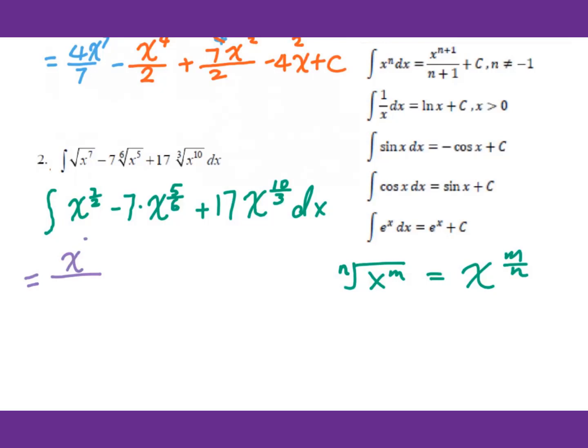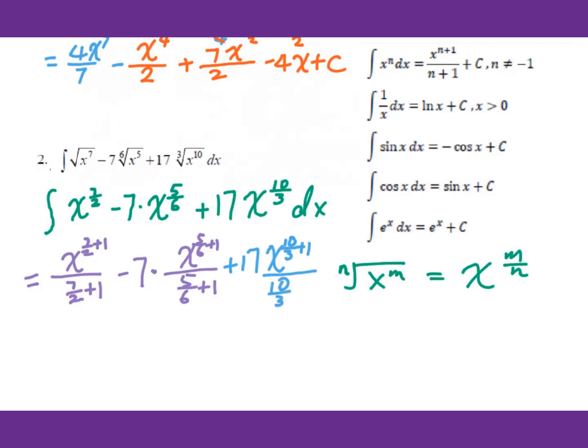Remember, you add 1 to the exponents, then x to the 7 over 2 plus 1 over 7 over 2 plus 1, minus 7 times x to the 5 over 6 plus 1 over 5 over 6 plus 1, then plus 17 times x to the 10 over 3 plus 1 over 10 over 3 plus 1. Then don't forget that it's a plus c.